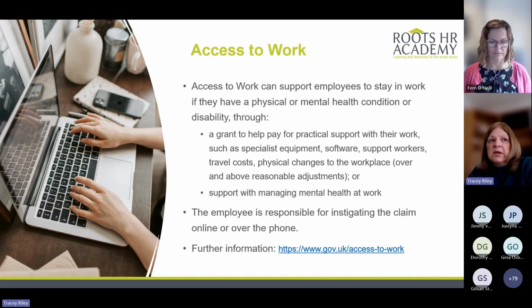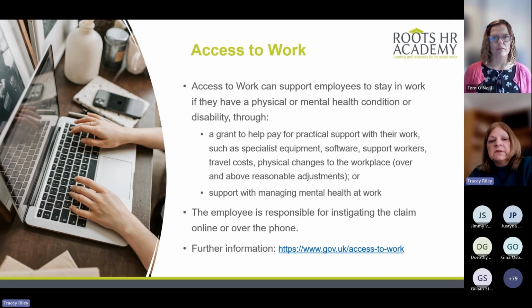Access to Work is a useful service that's provided by the government, and this is in addition to any reasonable adjustments that the employer is required to make. So an individual can get support with physical or mental health conditions, in the form of a grant to pay for some practical support, specialist equipment or software. It could also look at supporting travel costs to get people back into work and any physical changes. And there is also support with regard to managing mental health at work.